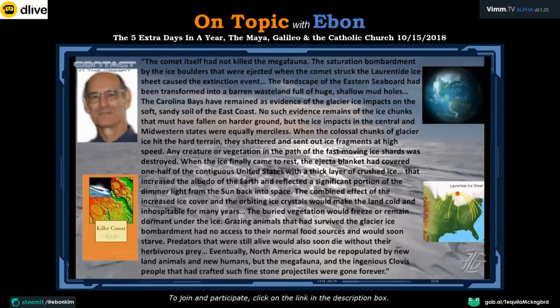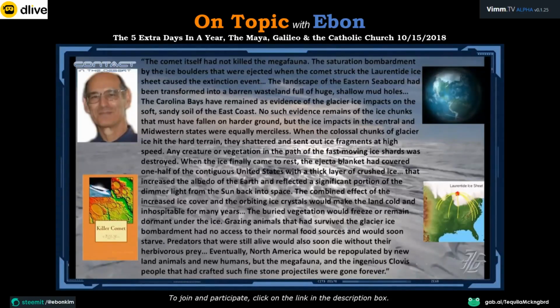When the colossal chunks of glacier ice hit the hard terrain, they shattered and sent out ice fragments at high speed. Any creature or vegetation in the path of the fast-moving ice shards was destroyed. When the ice finally came to rest, the ejecta blanket had covered 1/2 of the contiguous United States with a thick layer of crushed ice that increased the albedo of the Earth and reflected a significant portion of the dimmer light from the sun back into space.